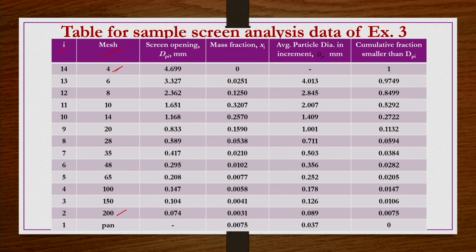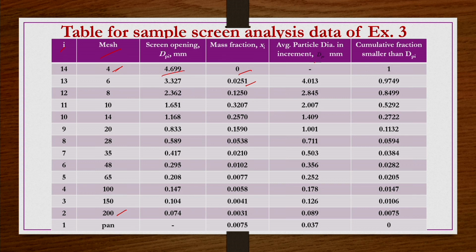Their corresponding opening Dpi values are given here, the Dpi bars. Mesh 4 has a screen opening of 4.699 mm, and then their corresponding mass fractions. Let us say the mass fraction retained on 4 mesh is 0, and the mass fraction retained on mesh 6 is 0.0251. Like that all these values are given.